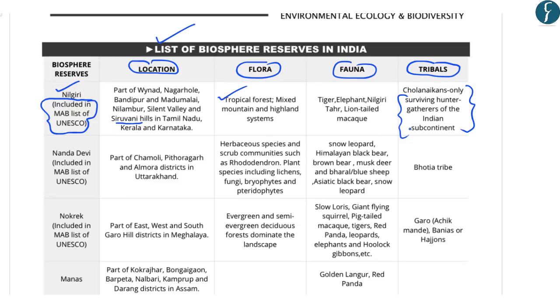Further, you should also learn that which all biosphere reserves have been included in the Man and Biosphere program of UNESCO. So as we can see, the first one is the Nilgiri, second is Nanda Devi, which is in Uttarakhand and especially in these districts of Uttarakhand. Then there is Nokrek National Park, which is located in the Garo Hills of the Meghalaya. So this is another important information.